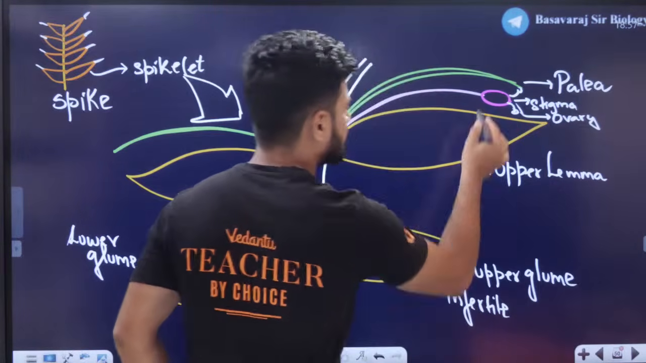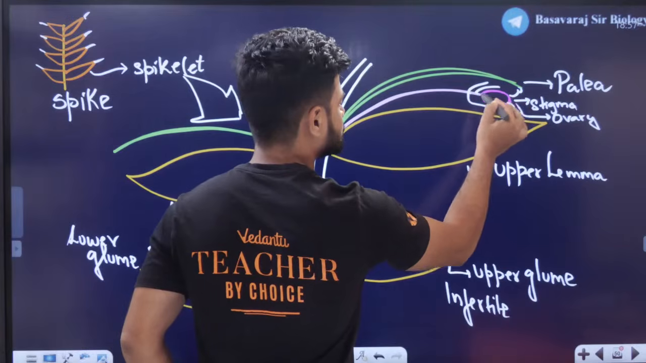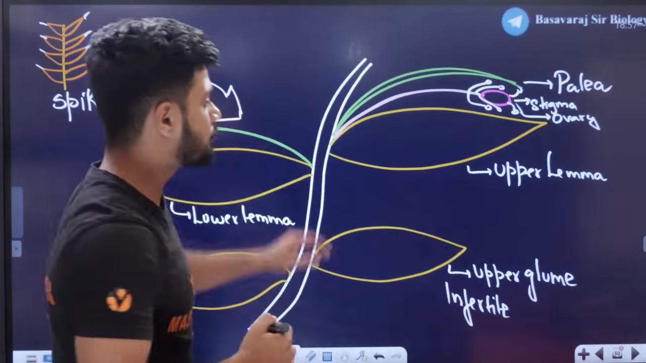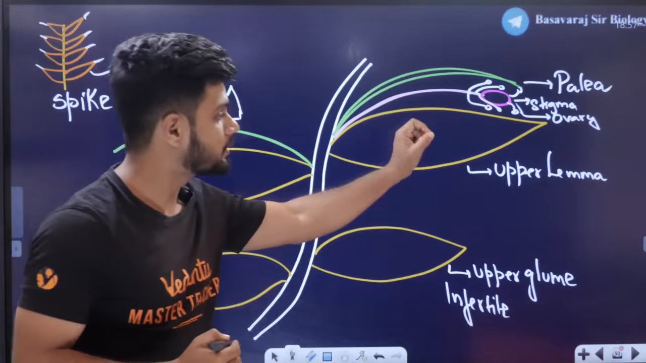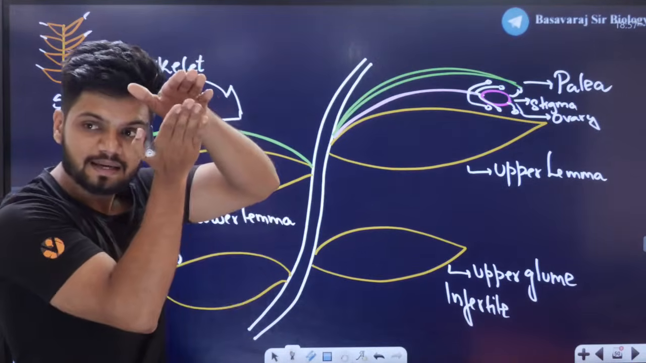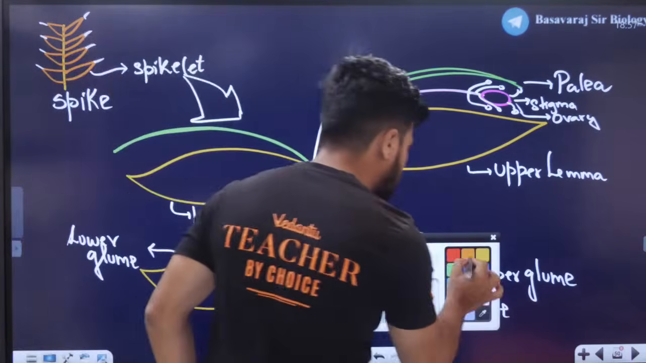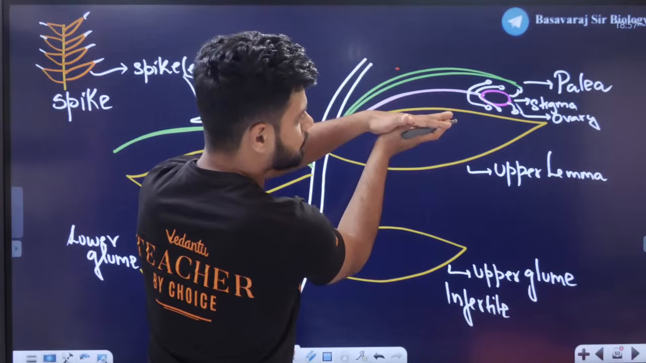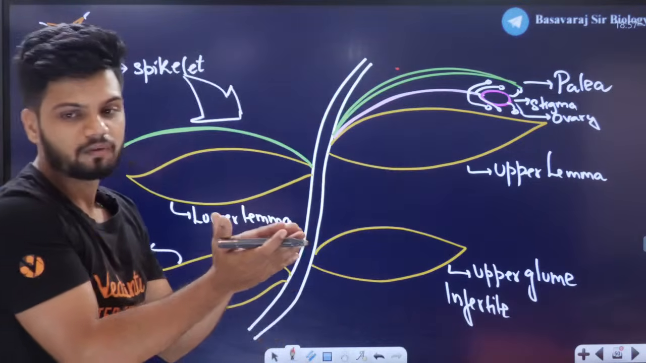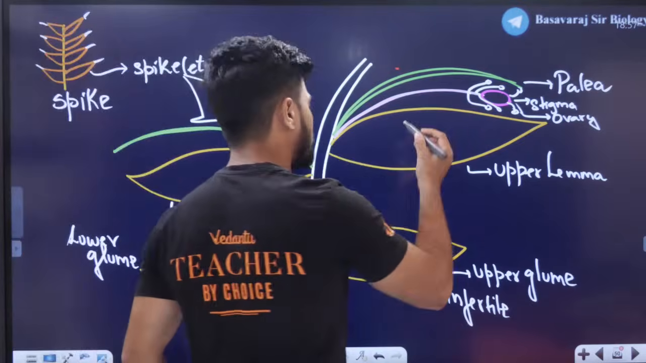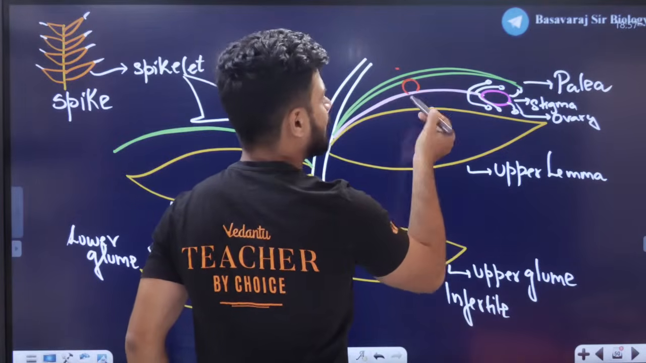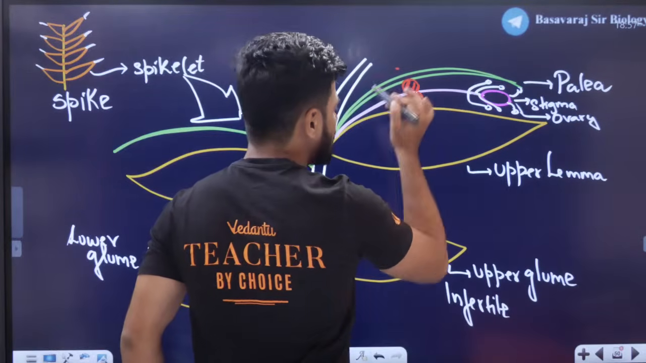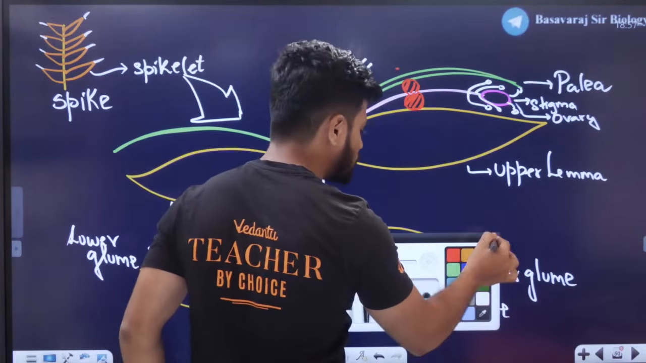Okay, ovary, and we also have anthers coming from the bottom. So where is the flower present? The flower is present between the upper lemma and palea. In the middle gap the flower is present, and what can happen is that the palea and lemma can completely fuse. If they fuse completely, the flower cannot open. So to make sure the palea and lemma don't close together, there's a special structure here that keeps it from closing. That is called the lodicule.